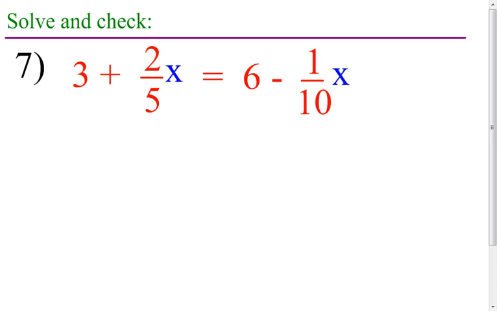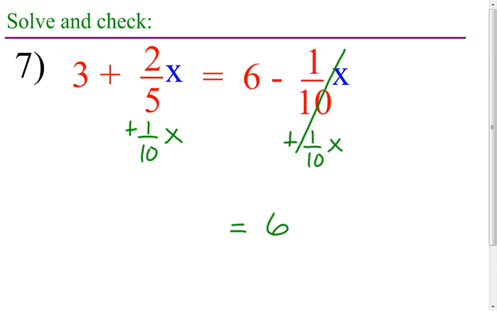All right, now we've got ones with fractions in them, but we don't need to be so worried about it, okay? So it's okay. You're still going to follow the same process. You're going to get all your x's, things that have terms that have an x on them on one side and everything else on the other. So I will add 1/10 x. Okay, this will drop out. Of course, you'll have just 6 over here.